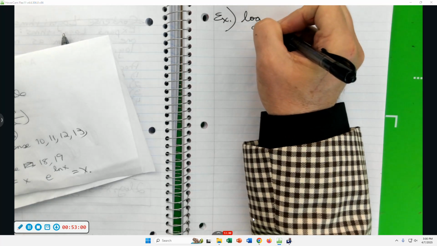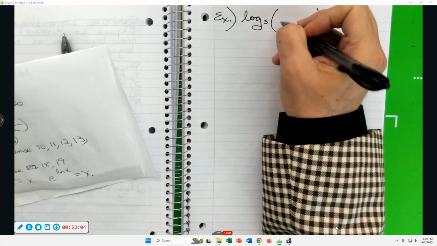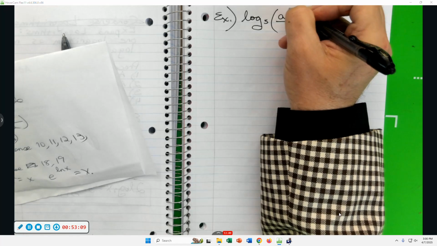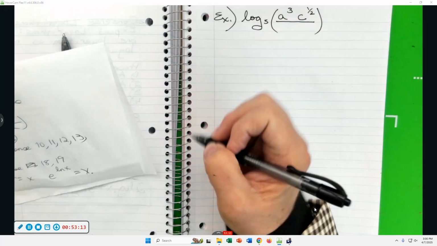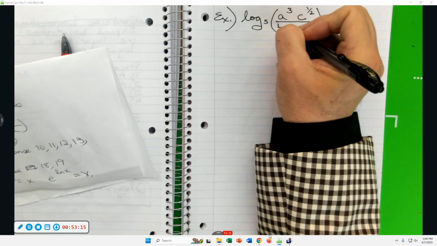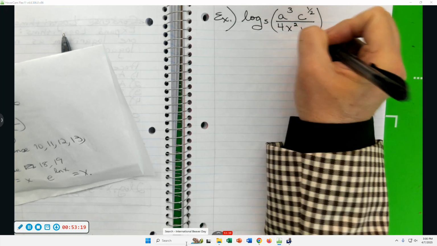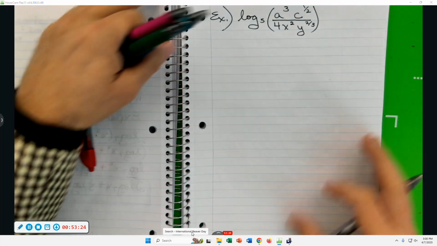Log base 5 of, here goes, a cube c to the 1/2 all over 4x square y to the 2/3. Can y'all read that?